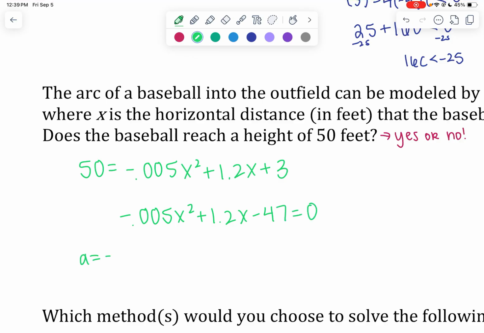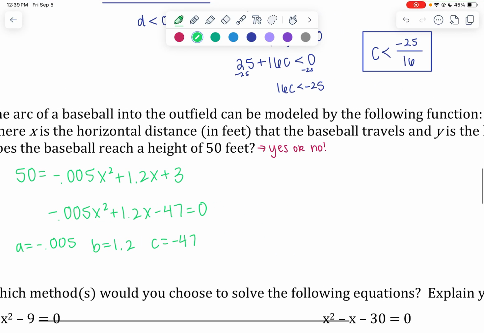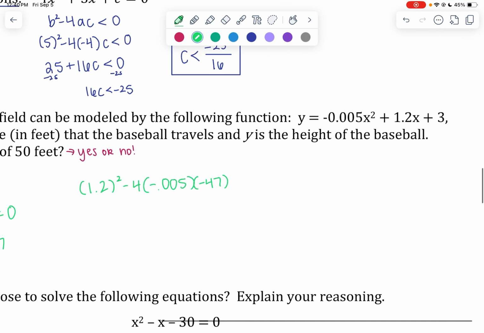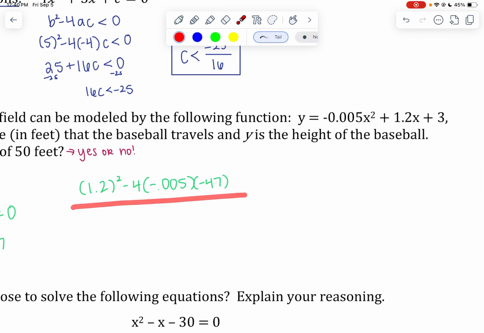So a is negative 0.005. B is 1.2. And then c is going to be negative 47. So coming over here, if I do b squared minus 4ac, that would be b squared is 1.2 squared minus 4 times a is negative 0.005, and then c is negative 47. Okay, I don't expect you to be able to do this mental math, but you do need to know how to type it into the calculator. So I would pause for a second and go to Desmos because I have not even finished my coffee today.